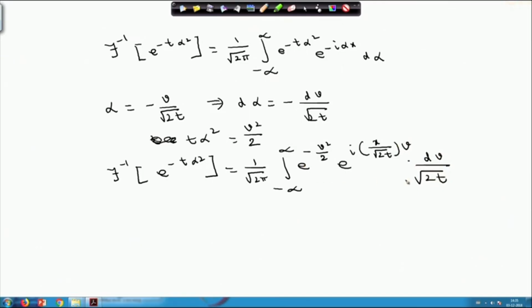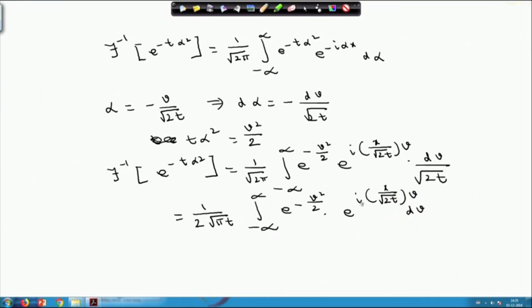With simple calculations I am getting this. If you simplify, you will obtain 1 by root 2, so 2 will come here, root pi t will come here, integral from minus infinity to infinity of e power minus v square by 2 into e power i into x by root t into v into dv.